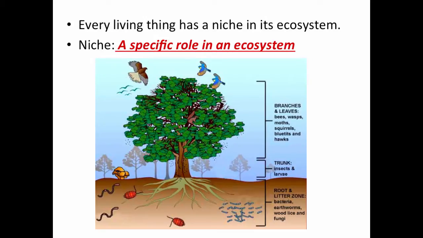So, for example, you could have one tree, but many organisms could live in a particular niche or have a particular role for that tree, such as bacteria and earthworms could help with the roots. Insects and larvae could live in the trunk. Birds, bees, wasps could live in the branches or the leaves.